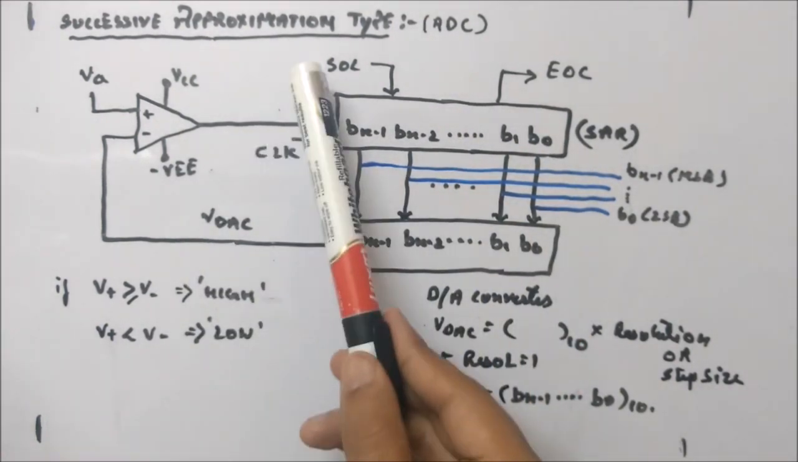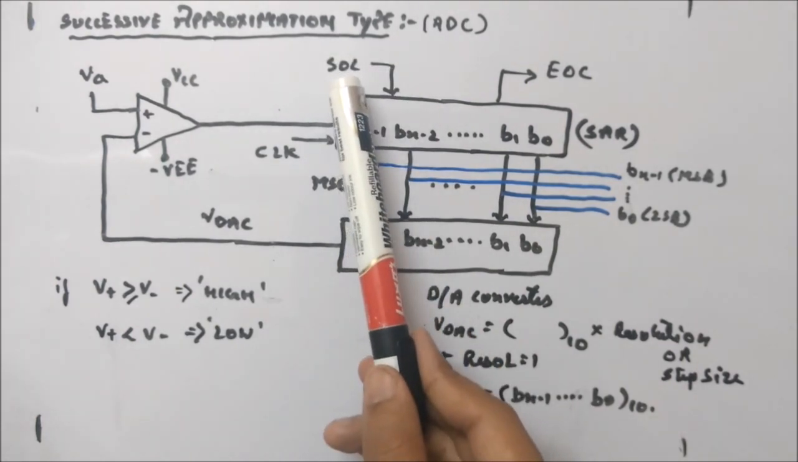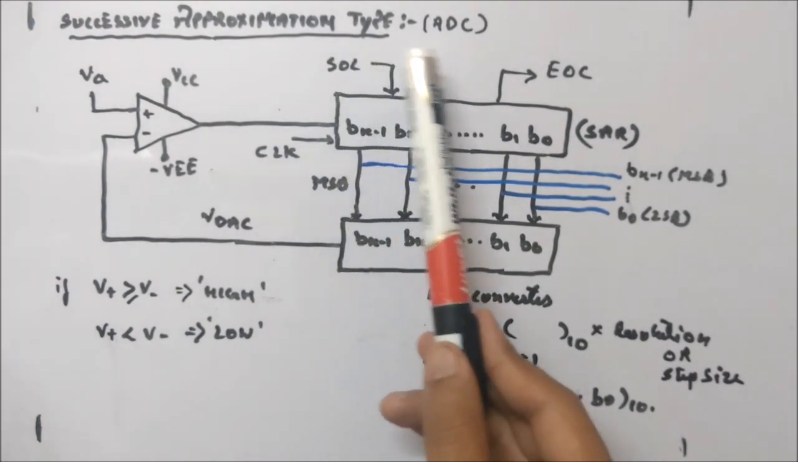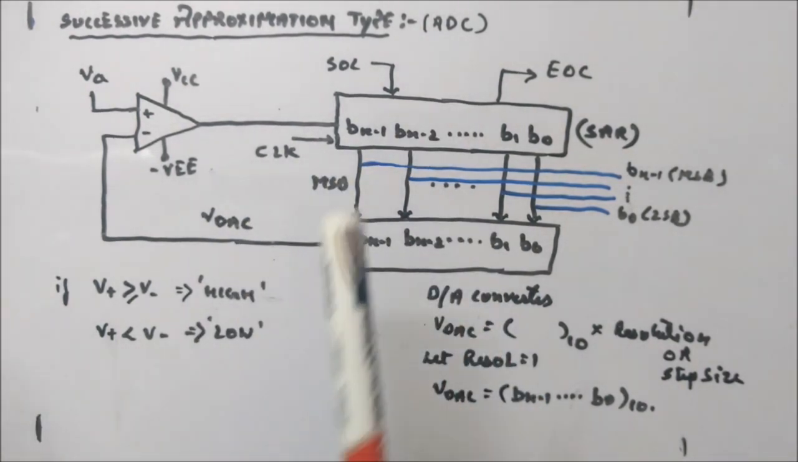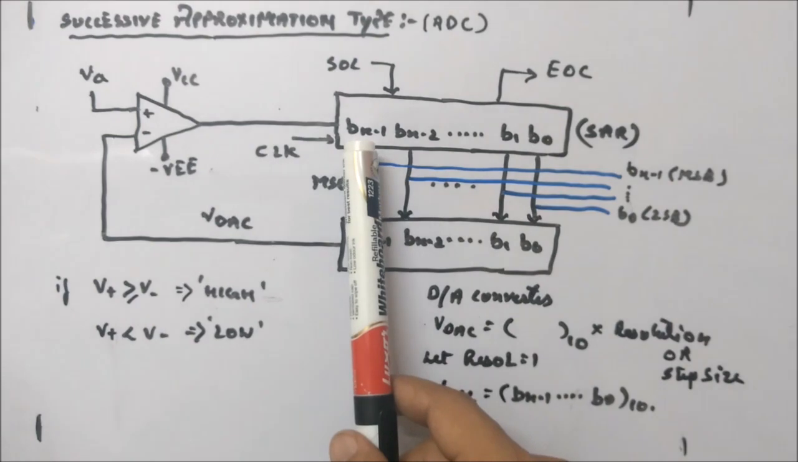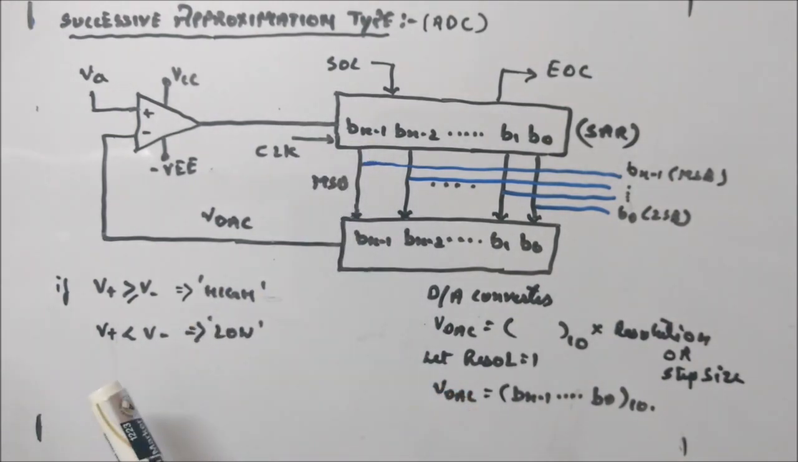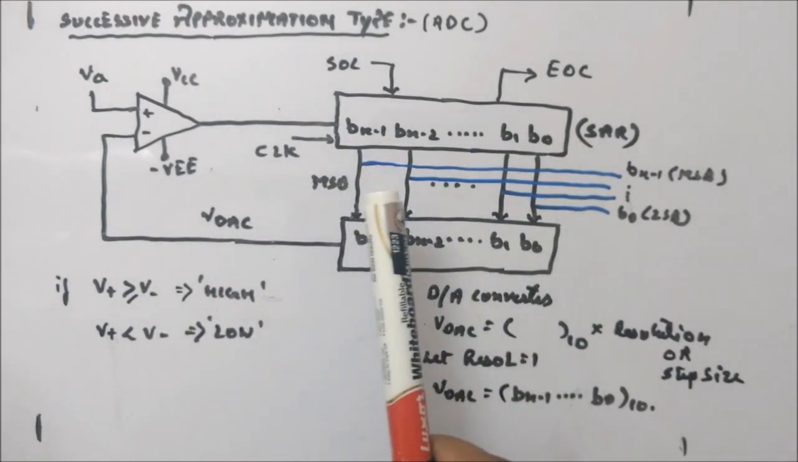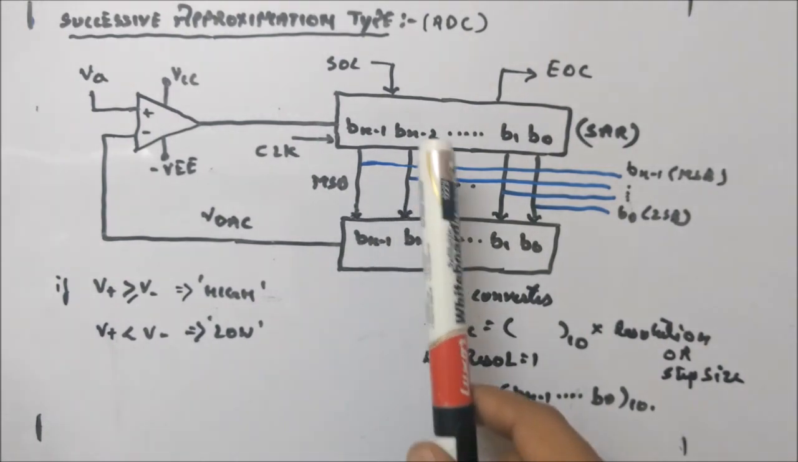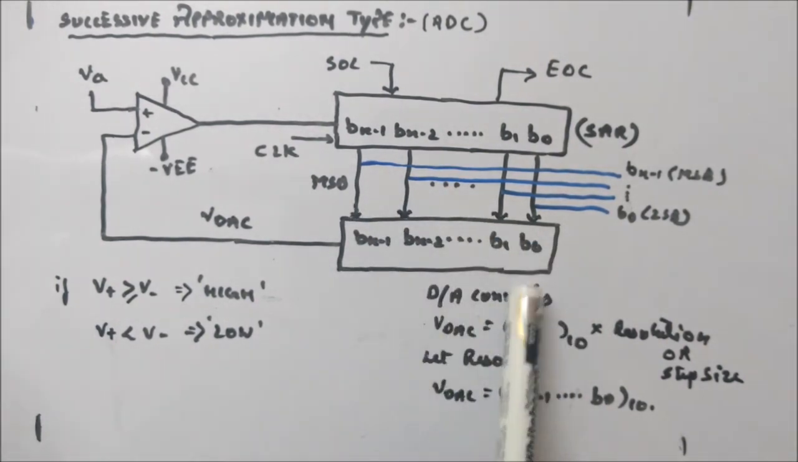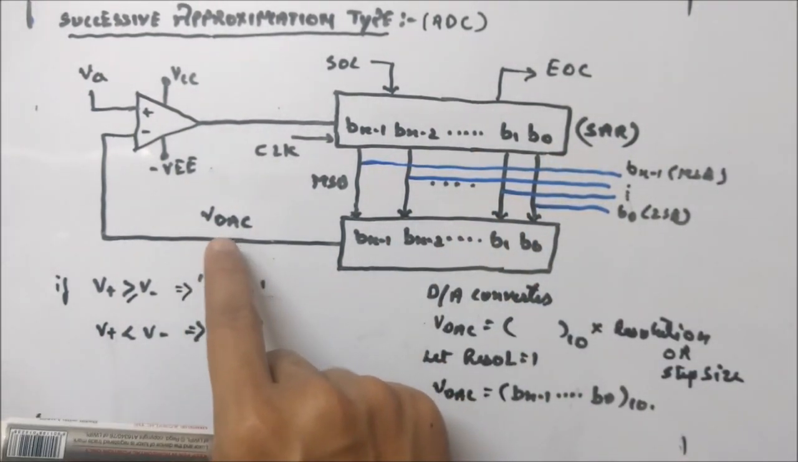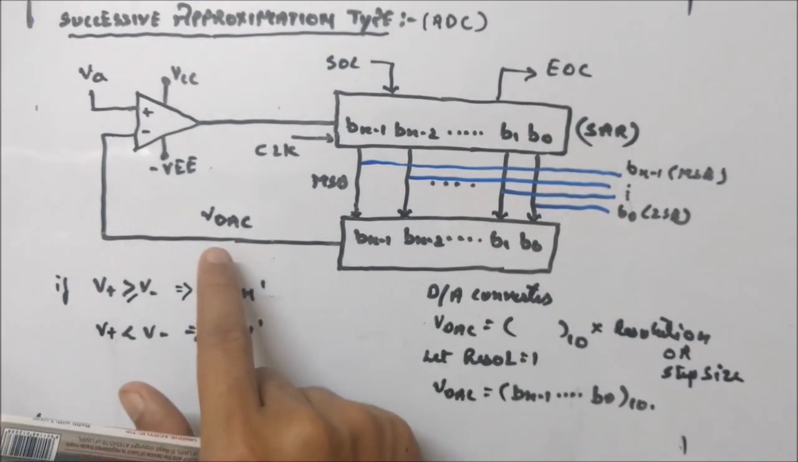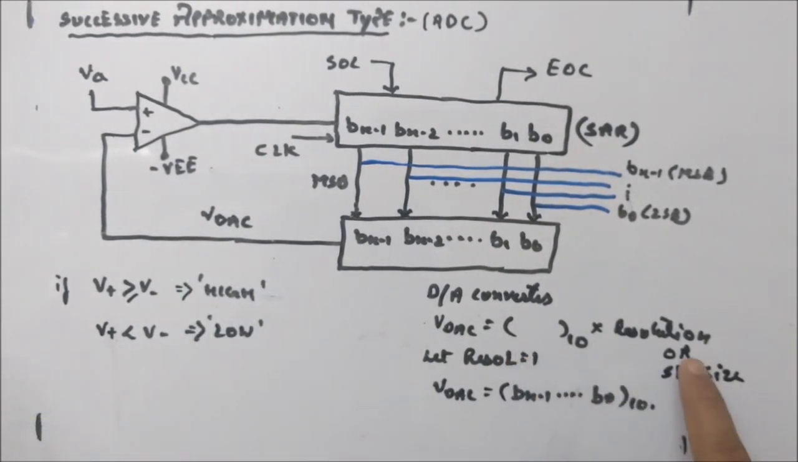Okay, then a pulse will be applied. This is SOC, which means start of conversion. The pulse will be applied and the process will start. First the most significant bit will be kept at 1 and the rest will be kept at 0. Now this D2A converter will convert this bit pattern 10000 to its equivalent analog voltage.